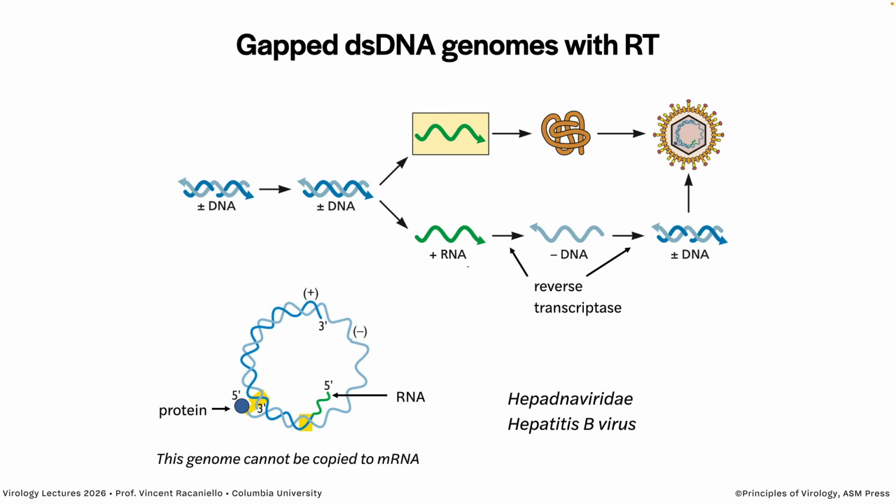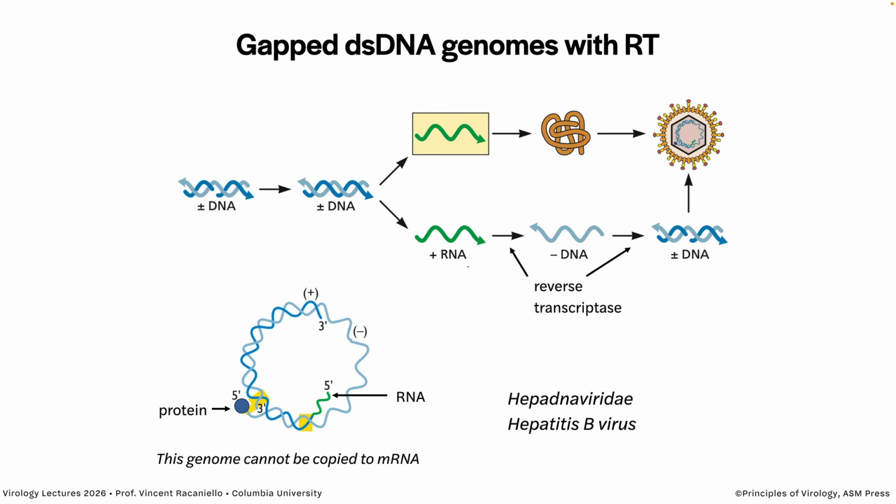How about those DNA viruses with reverse transcriptase? That's group 7. So these are the hepatitis B viruses, which have been in the news lately because the CDC has just taken away the birth dose of hepatitis B vaccine. We'll talk about that later. So this is a virus with a gapped double-stranded DNA genome. It has to be repaired, and then it can be transcribed to mRNA, which is made into protein, of course. But some of that mRNA is reverse transcribed to DNA, double-stranded DNA, and it's packaged in the virus particle.